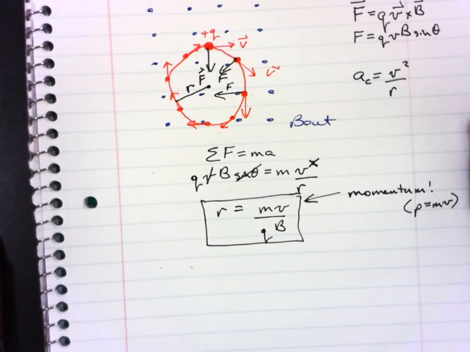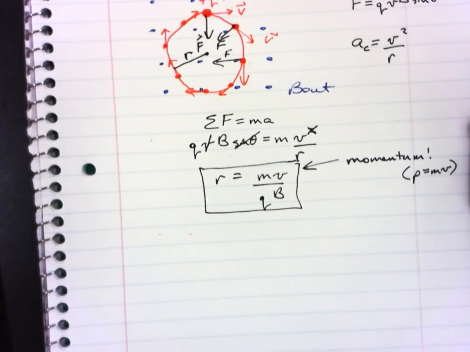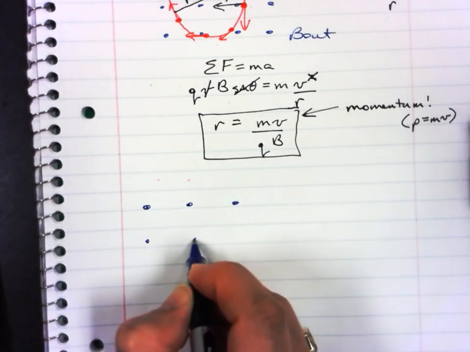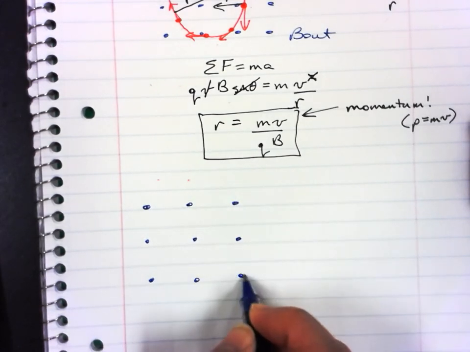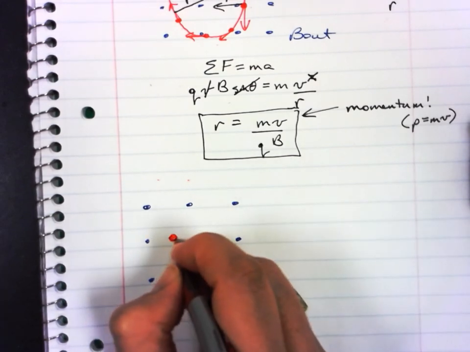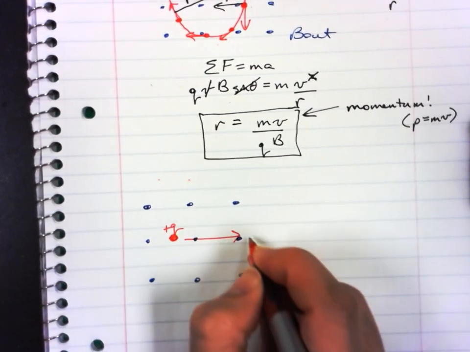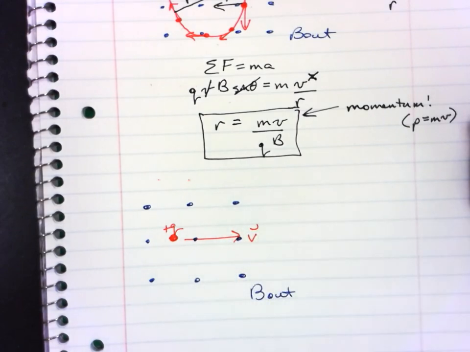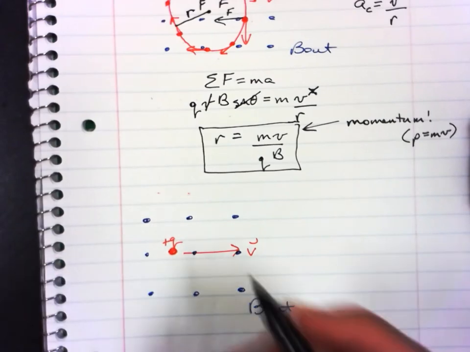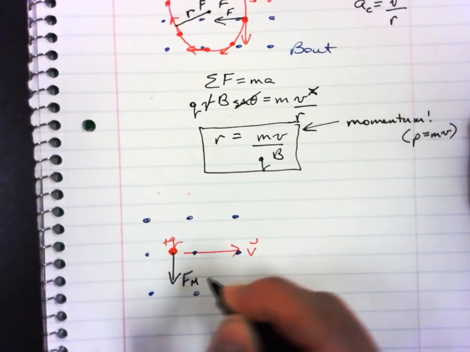So we are going to go back to the same situation that we started with here. So this is B out, and positive Q moving to the right. And we know from our first setup, if it's moving to the right, magnetic force is down towards the bottom of the page.